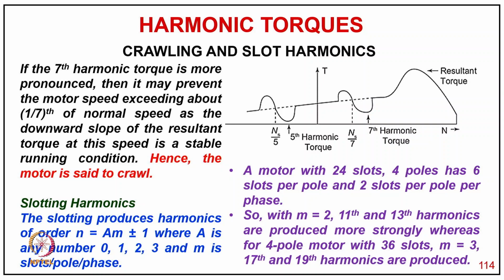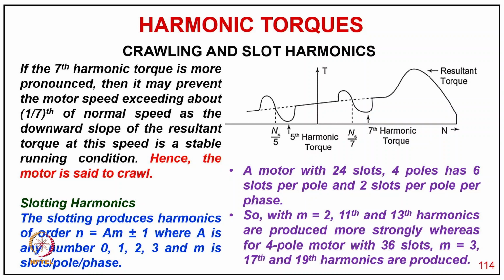So if the 7th harmonic produced is more pronounced, it may prevent the motor speed from exceeding about 1/7 of the normal speed. The downward slope of the resultant torque at this speed is a stable running condition, hence the motor is said to crawl. This normally happens when the applied voltage is low and the load torque is reasonably large. Another is the slotting harmonic.